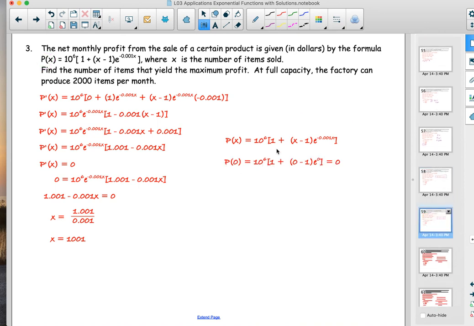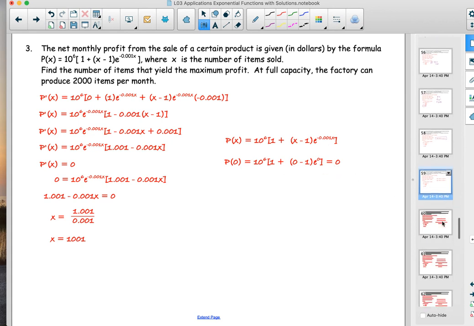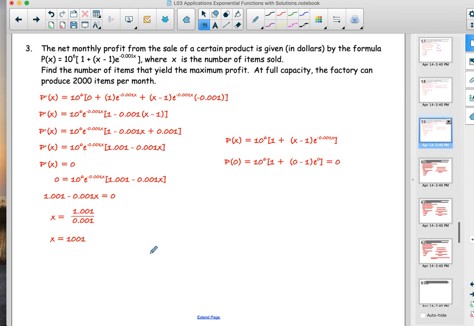So p at 0 is 10 to the 6 times 1 plus 0 minus 1 times e to the 0. E to the 0 is 1. 1 times negative 1 is negative 1. 1 plus negative 1 is 0. So 0 times that is 0. Not surprising: if you don't make anything, you don't make a profit. We shouldn't be surprised by that.